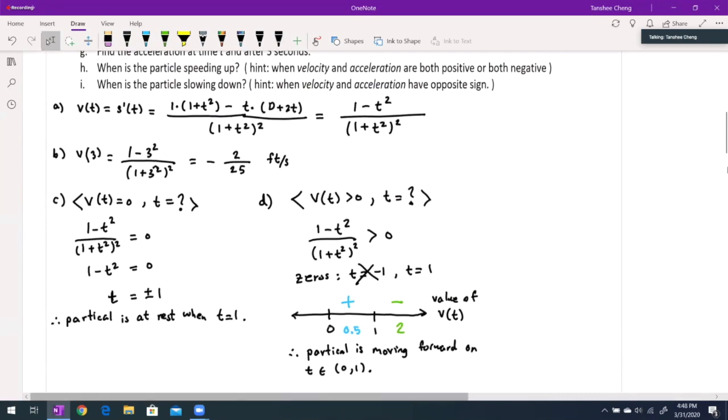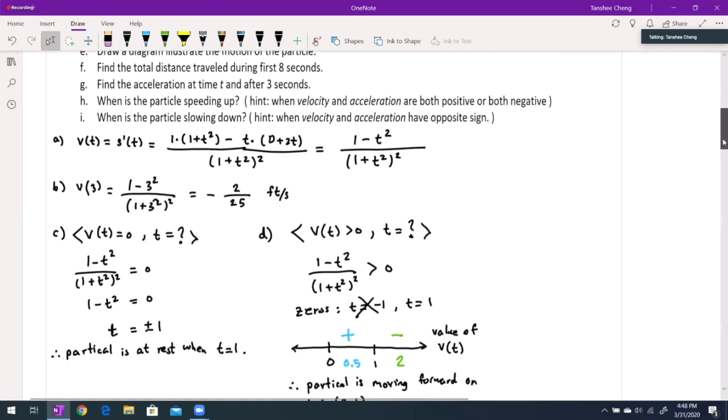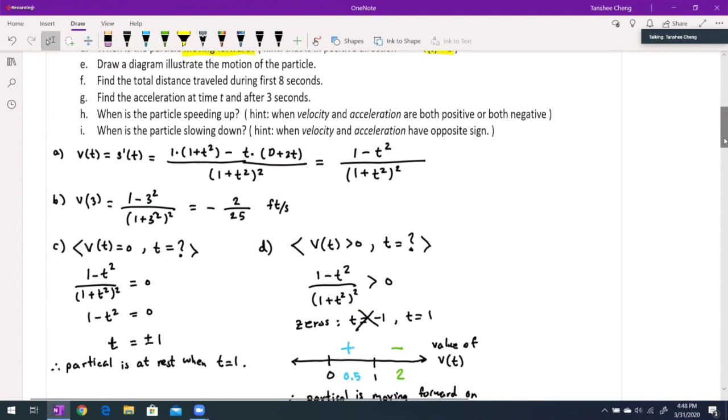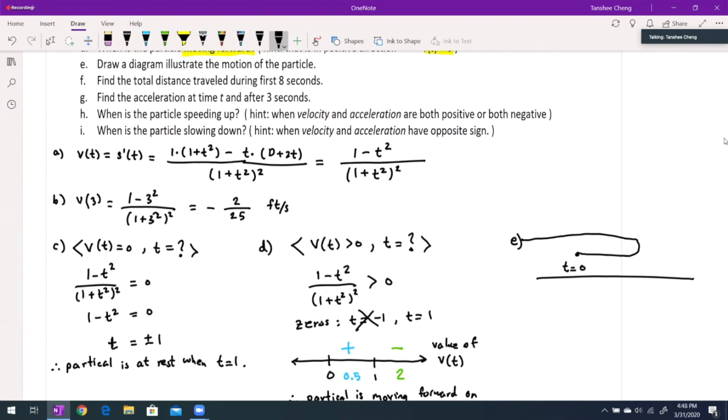Part E is asking you to draw a diagram to illustrate this particle. So if I'm drawing the diagram, how is that going to look in two dimensions? Here's my initial point when t is equal to 0, and then this particle is going to be moving forwards, and then it stops and turns around. When it stopped, that means it changed direction, and then goes back. So when does it stop?